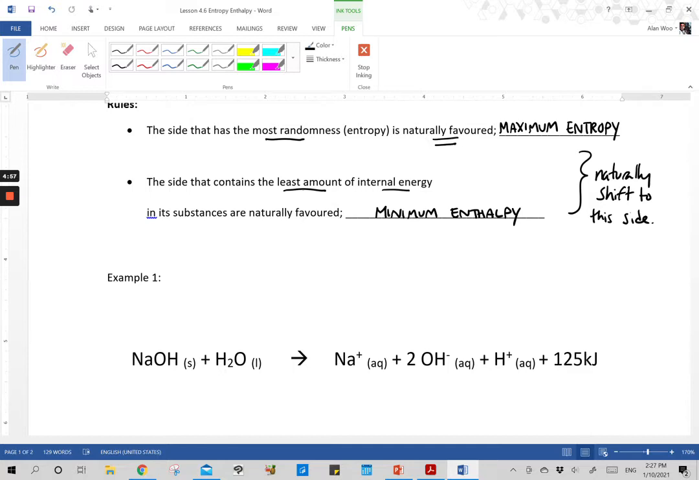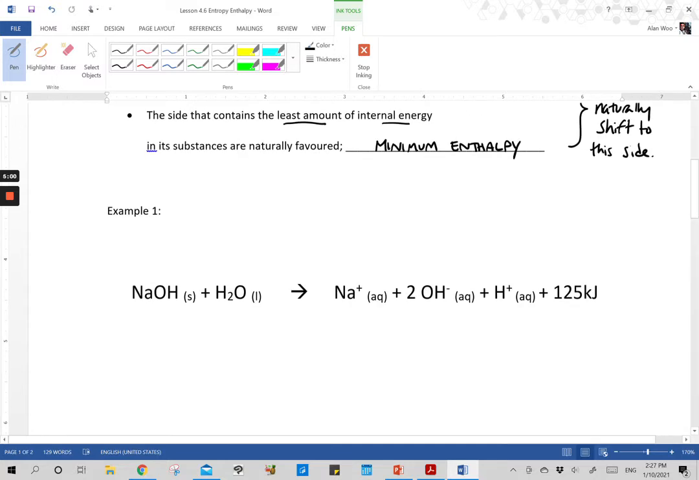So to give you an example, here we have a chemical reaction between sodium hydroxide, which is a base, with water. Essentially, we're dissolving sodium hydroxide in water to form sodium ions, hydroxide ions, hydrogen ions, as well as generating some heat. So this reaction itself generates heat. Now, this reaction is technically supposed to be an equilibrium reaction. The side going from left to right, from reactants to products, generates heat energy.